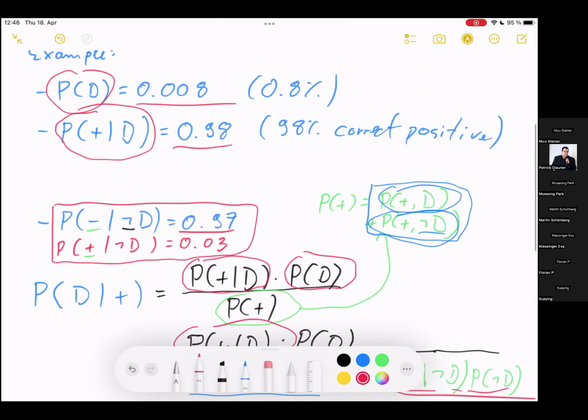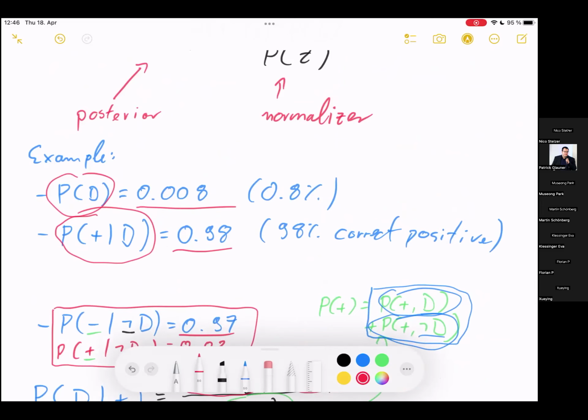So we have a positive test. Why is it actually that low? Because a lot of people think, I have a positive test, I'm actually sick. It's not that easy, because we have these conditional probabilities, correct positive, correct negative. But another reason is this very low prior, that many people don't have this disease. So a positive test can only be an indication, but it doesn't mean I necessarily have the disease.